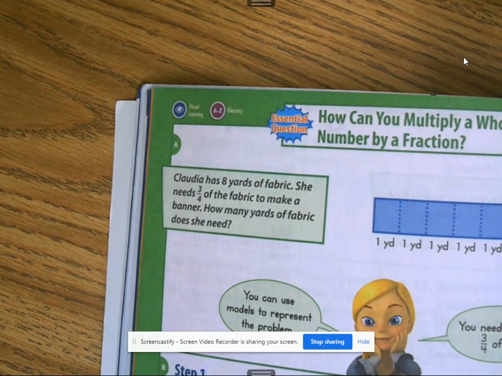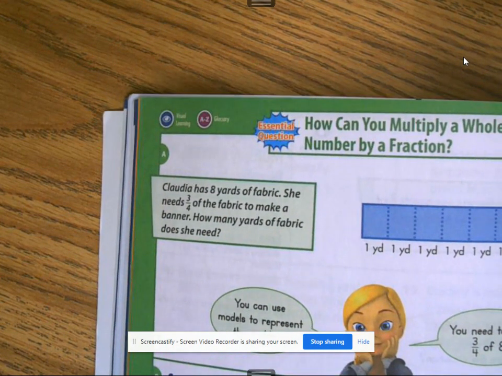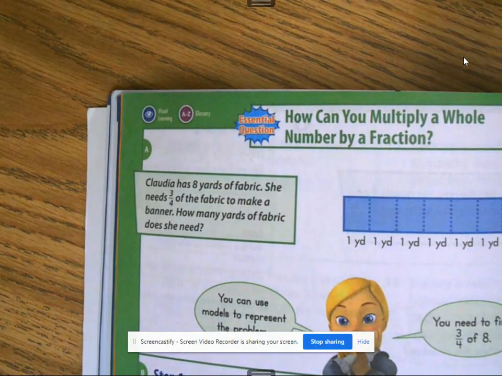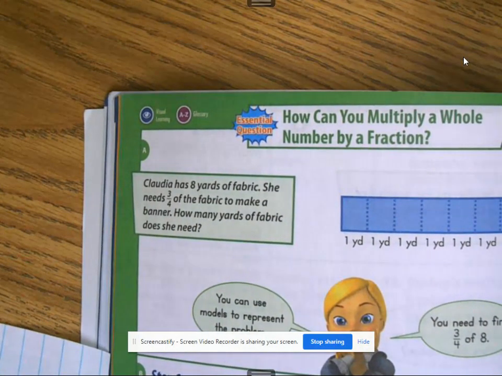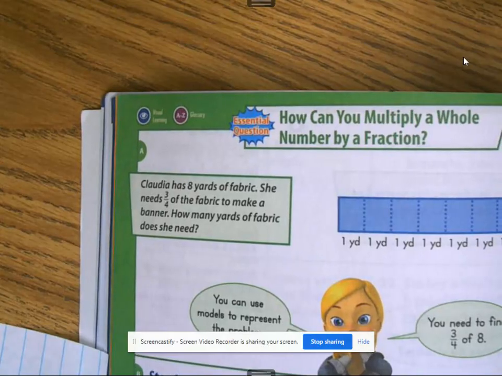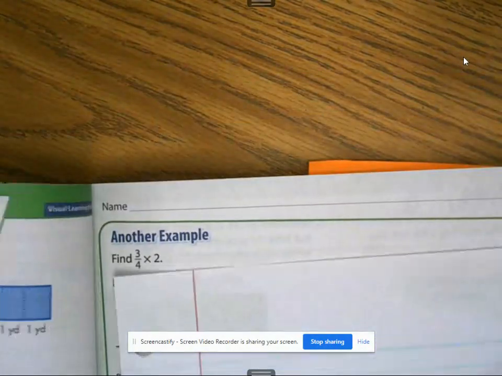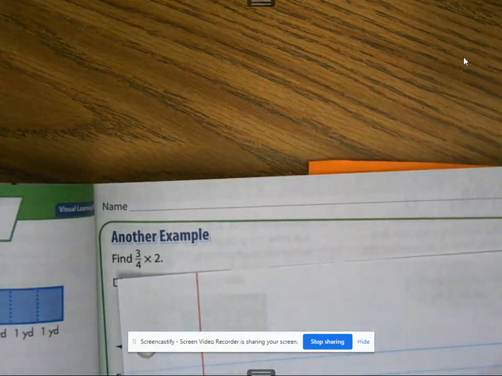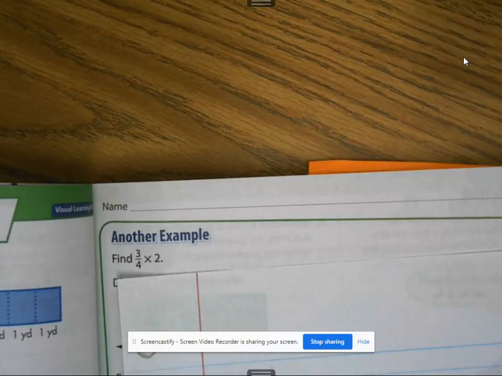We are on page 338 in our textbook. Today, we're going to be multiplying whole numbers by fractions. And if that sounds familiar, that's because yesterday we multiplied fractions times whole numbers. So let's revisit yesterday's assignment real quick.